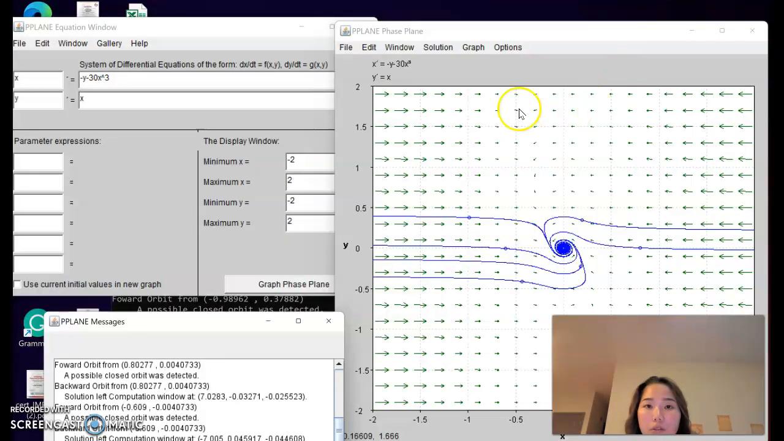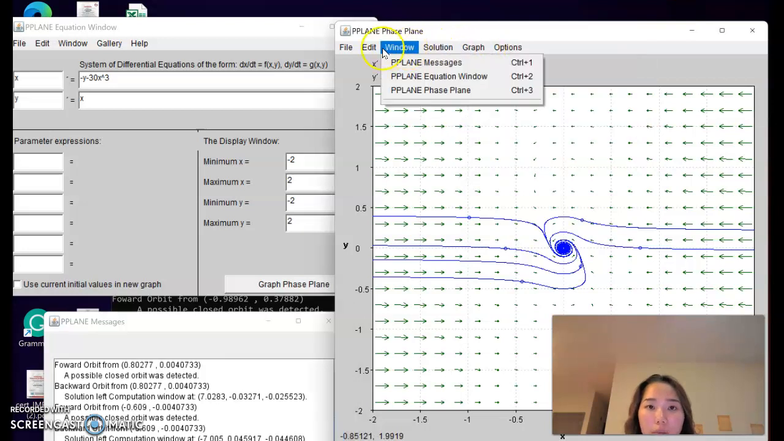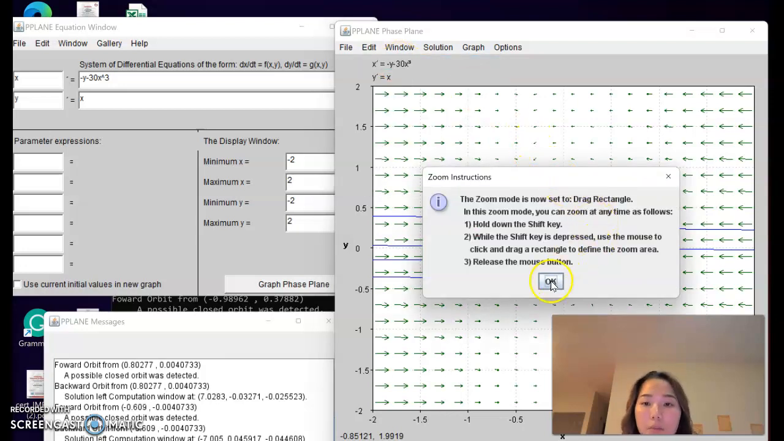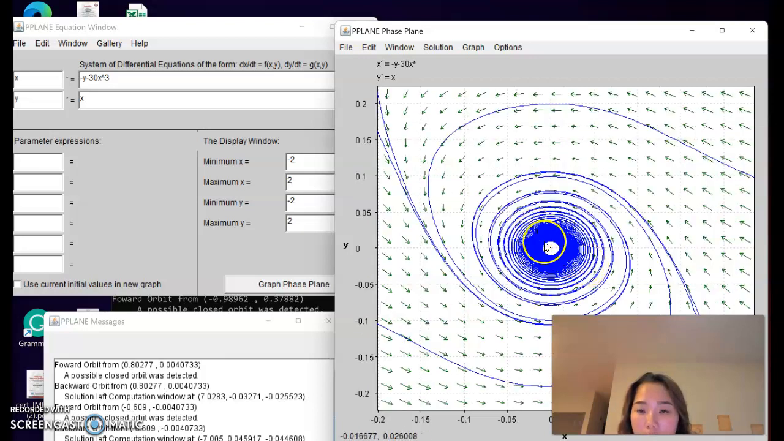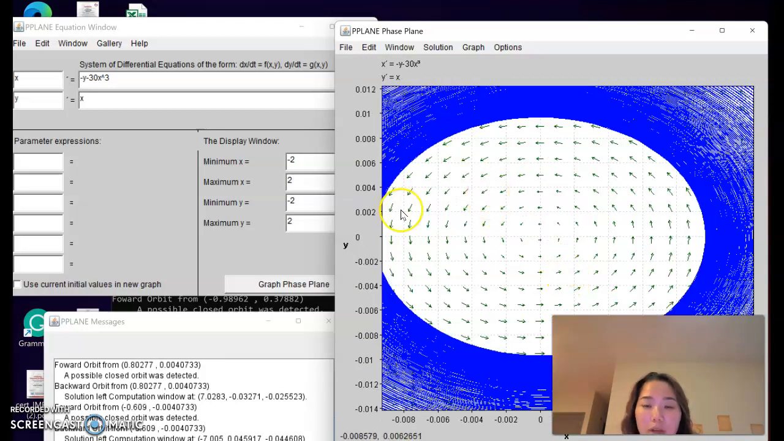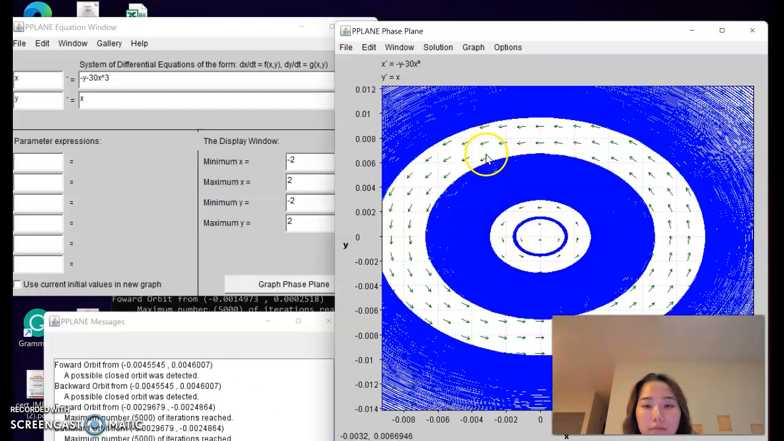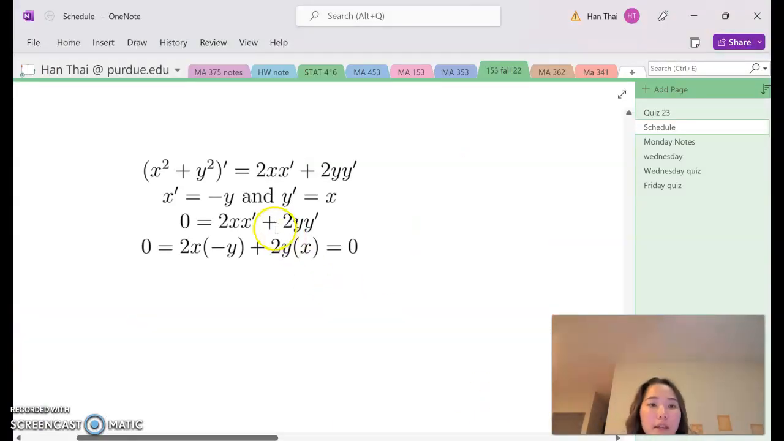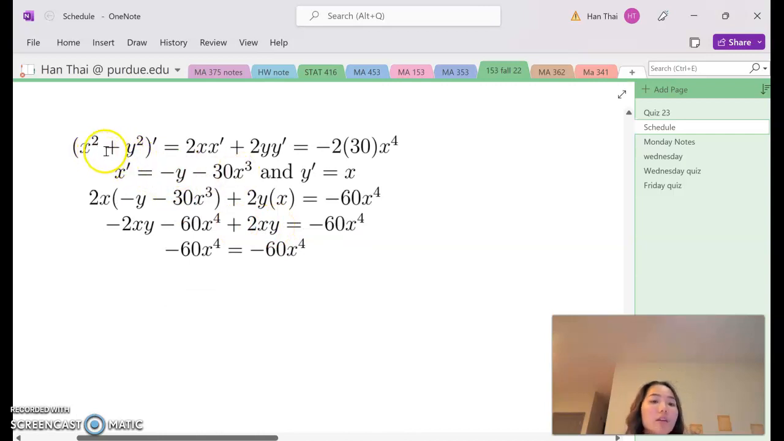We're going to zoom in. Go to edit, zoom in, selected rectangle. Remember to hold down the shift key. We're just going to keep zooming in, and you can see that the more you click, it's just going to be a loop in the middle. And then here is the proof. We have the equation, and then you do substitution and simplification. We can quickly find out that the left is equal to the right.